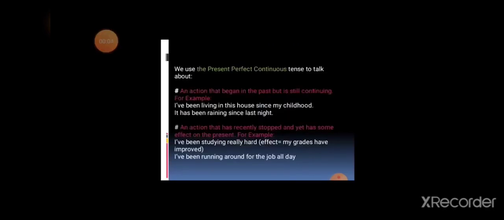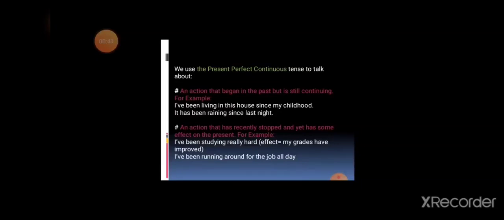Now let's see present perfect continuous tense. We use the present perfect continuous tense to talk about the action that began in the past but is still continuing in the present. Like, I have been living in this house since my childhood. It has been raining since last night. Means the action is not stopped, still going on. It has been raining since last night means since last night it has been raining.